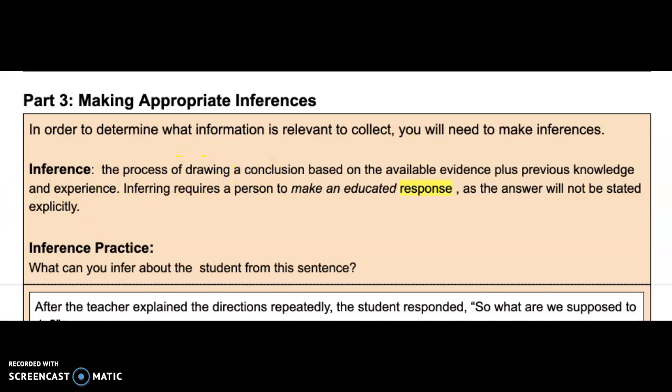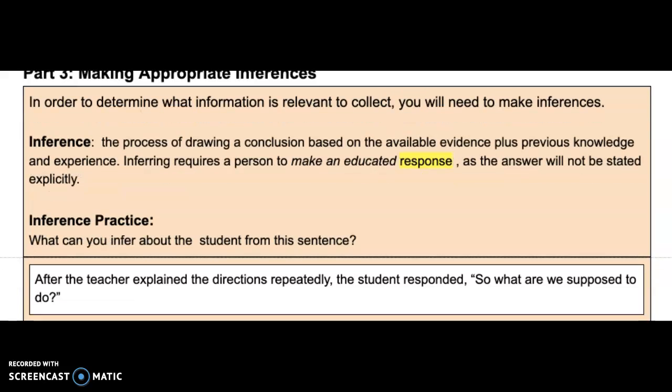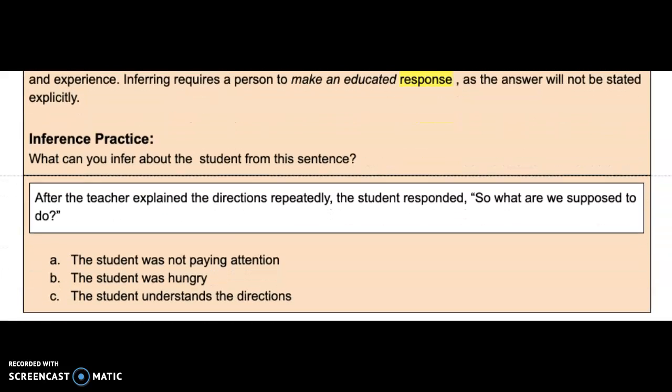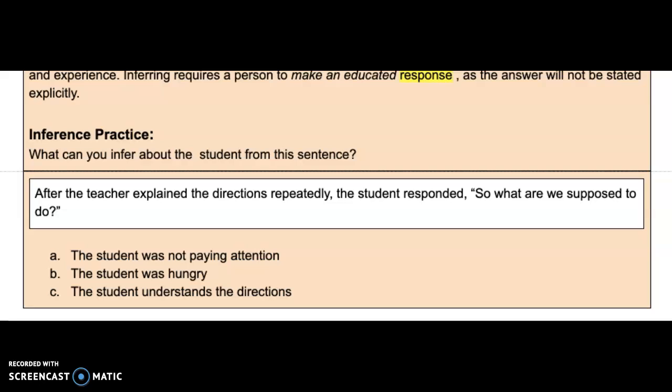Let's do a little practice with an inference question. What can you infer about the student from this sentence? After the teacher explained the directions repeatedly, the student responded, "So, what are we supposed to do?" So what can you infer? The student was not paying attention, the student was hungry, or the student understands the directions. So pause the video and highlight which one of these you can infer.